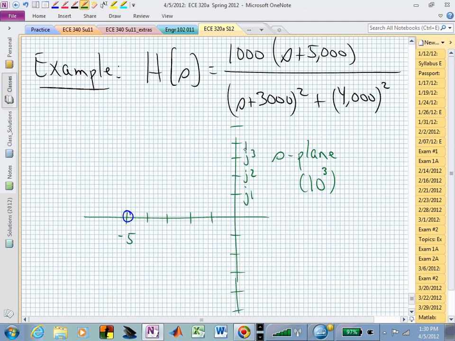And you'll maybe want to be a little bit better at your picture than I am. But now where are my thumbtacks? I'm sorry, where are my poles? So now I go into the left half plane a distance of 3,000. So I'm at minus 3,000 plus and minus j 4,000.